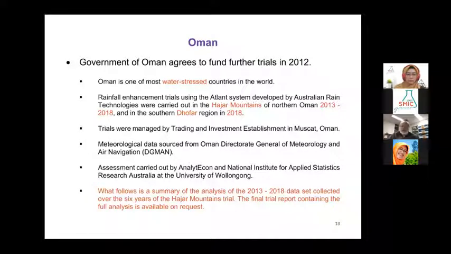And rainfall enhancement trials using the Atlant system were carried out in the Hajar Mountains of northern Oman between 2013 and 2018, six years, and in the southern Dhofar region in 2018. The trials were locally managed. The meteorological data was sourced from the Oman Department of Meteorology, called DGMAN. The assessment of the data collected in the experiments was done here at Wollongong by economic consultants and Analyticon, as well as the National Institute for Applied Statistics Research here. And what I'm going to give you quickly is a short summary of what was found out.